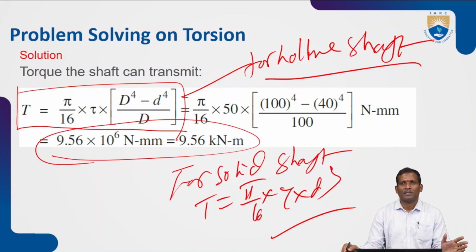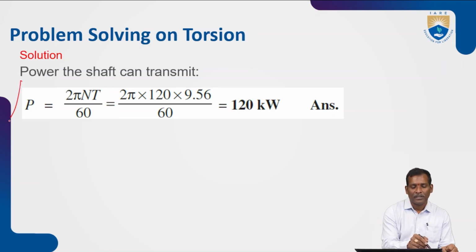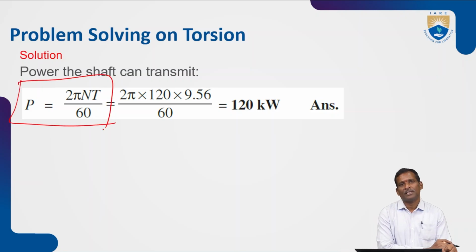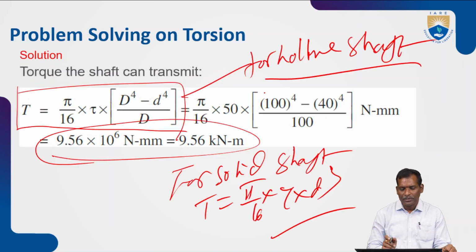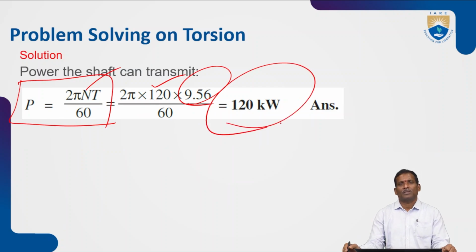So 9.56 kilonewton meter is the torque available. Now power transmitted is equal to 2 pi NT by 60. In this, N is 120 rpm and torque is 9.56, which we have already calculated. So substitute here and we will get 120 kilowatts power.